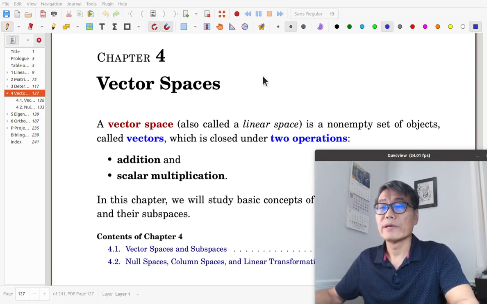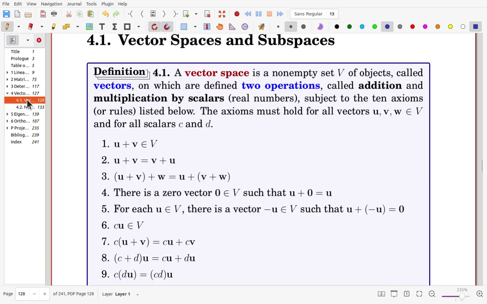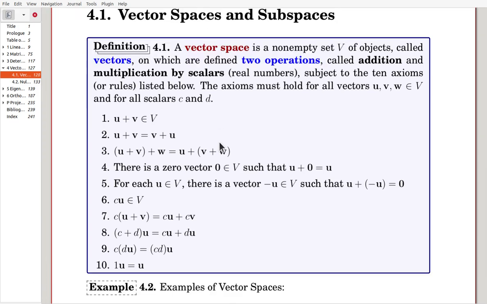Chapter 4, Vector Spaces. A vector space is a non-empty set of vectors which is closed under two operations, addition and scalar multiplication. In this chapter, we'll study basic concepts of such general vector spaces and their subspaces. Section 4.1, Vector spaces and subspaces.